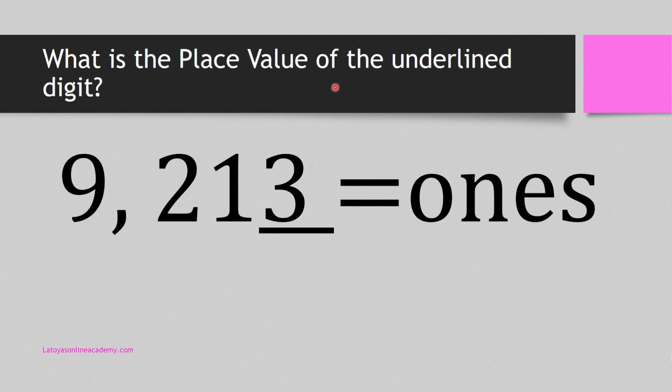What is the place value of the underlying digit? Let's read this number. This number is 9,213. The place value of this digit is ones because the underlying digit is in the ones place.